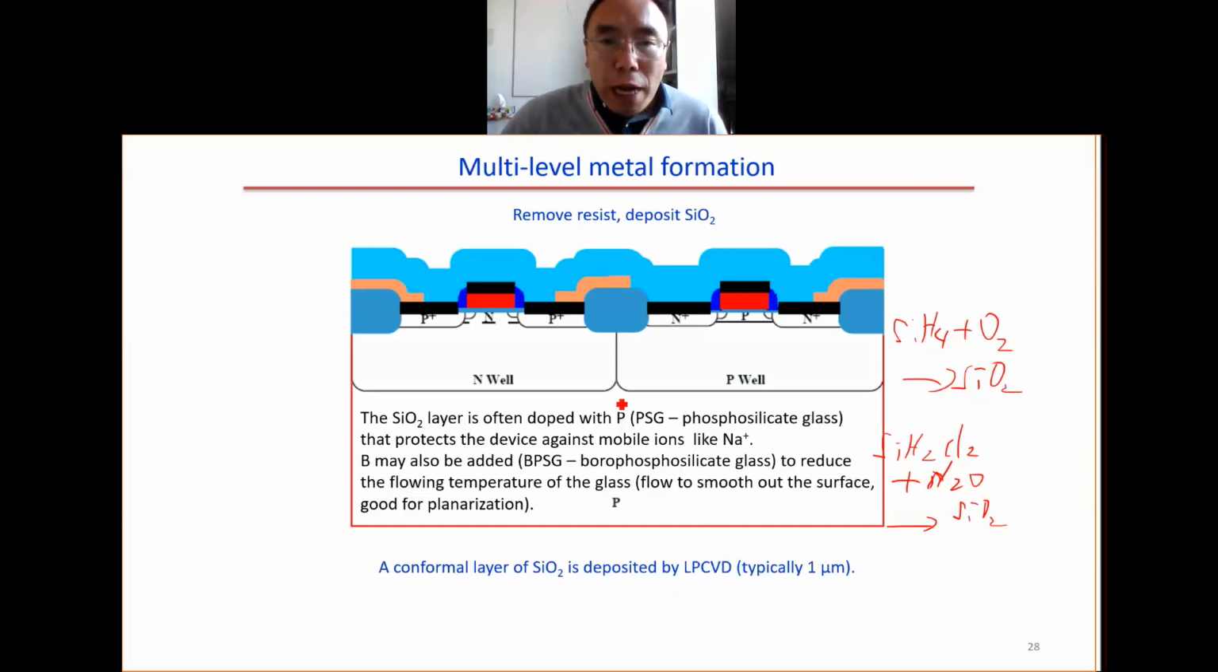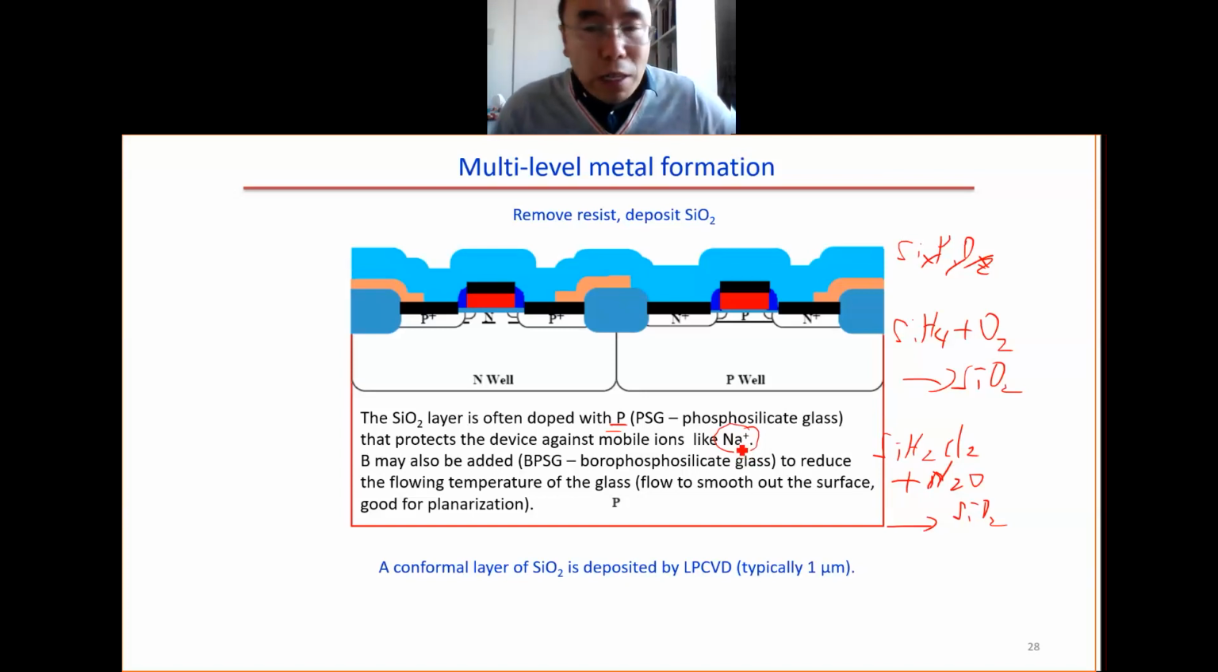Very often we add some phosphorus to the feeding gas. Then it becomes PSG, phosphosilicate glass. That means the material will be silicon, phosphorus, oxygen, in some ratio X, Y, Z. The purpose of the phosphorus is to block the sodium ion. We know that the sodium ion is very bad for the device because it moves around easily within silicon. So we should get rid of the sodium ion.